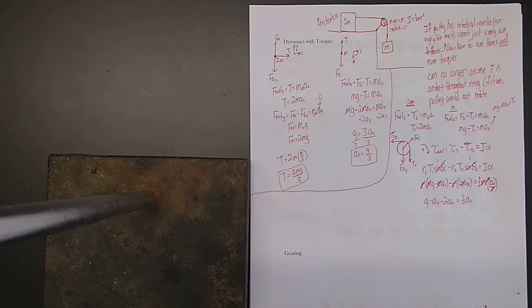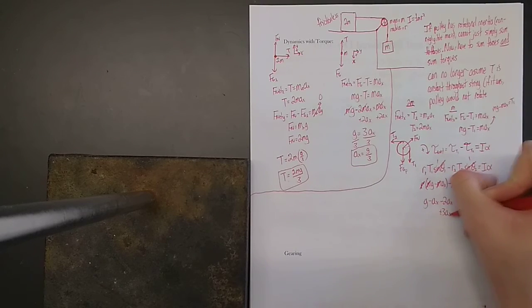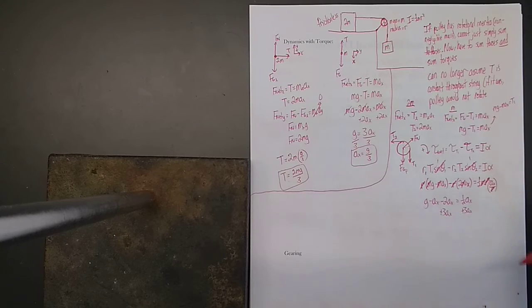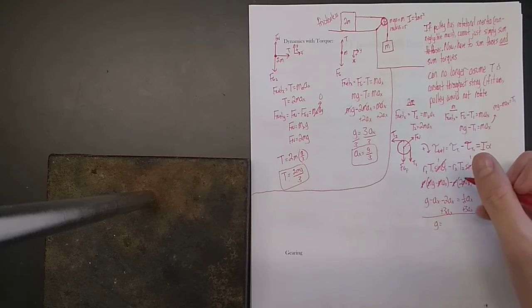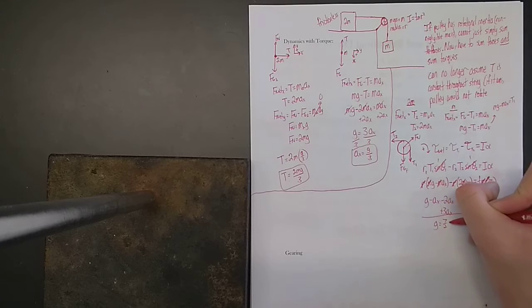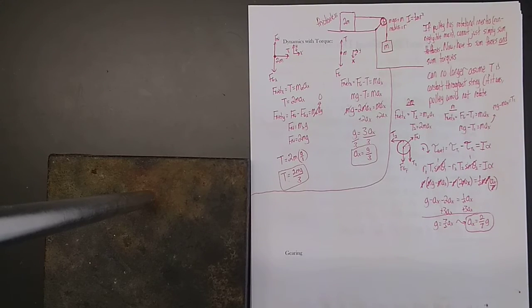I want to collect all my ax terms on the other side. Negative 1ax minus 2ax is negative 3ax, so it's like I'm adding 3ax to both sides. So I have 3.5 ax, or if I wanted to write that as a fraction like I normally do, that would be 7 over 2 ax. And therefore, if I solve for the acceleration, I get 2/7 g. The acceleration of the system, if we take into account the rotational inertia of the pulley, is 2/7 g.